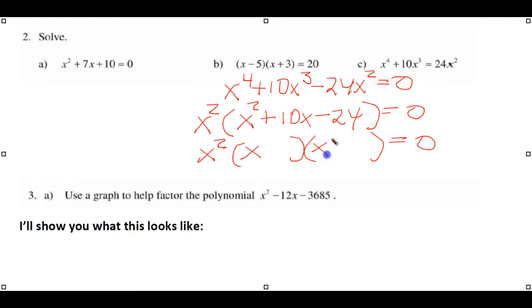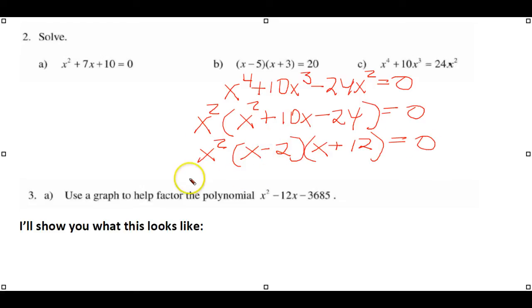x, factors of 24 that have a difference of 10. Well, how about a 12 and a 2? Again, I had to think about that a little bit. Now, which one needs to be positive? Well, the middle term is positive, so this is positive, and this will then be negative.